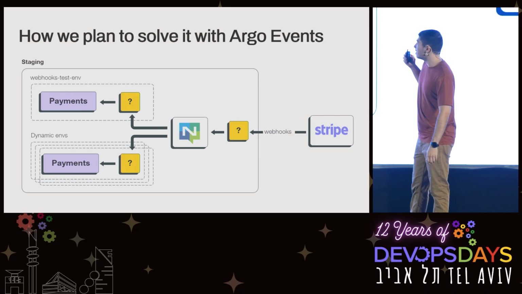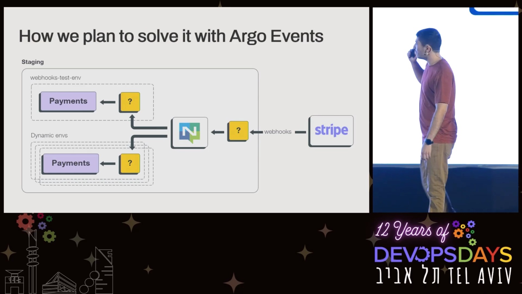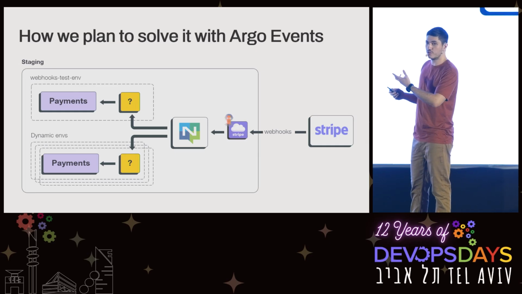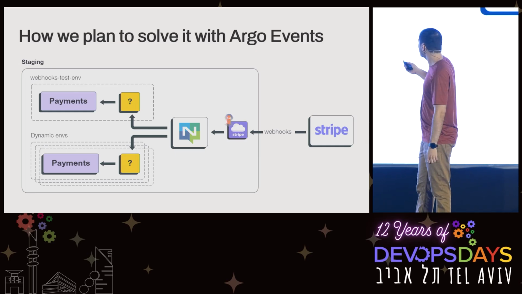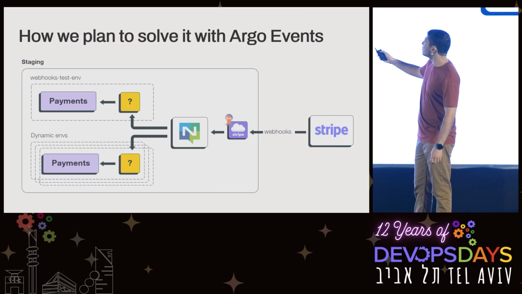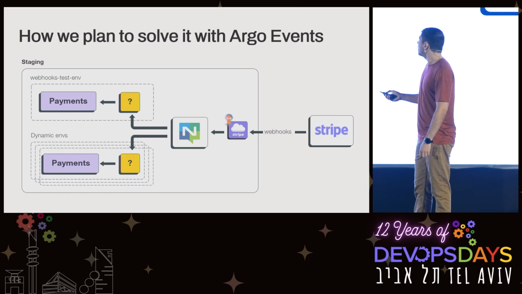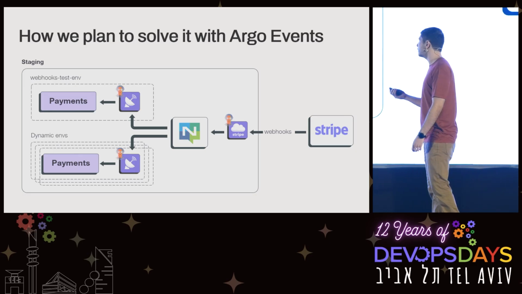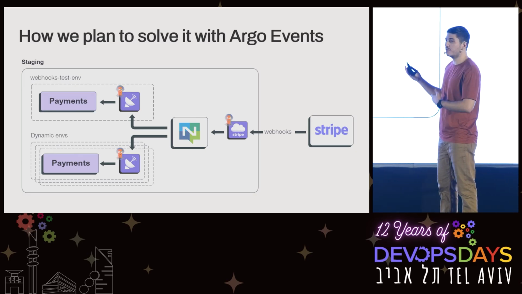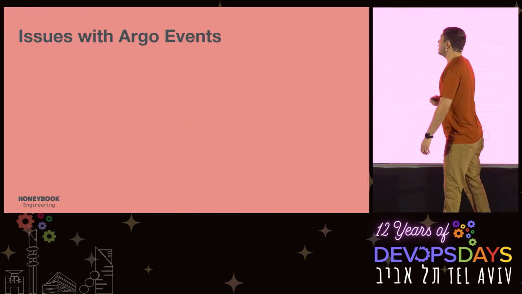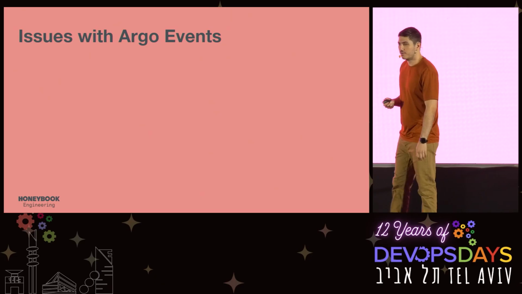If we look back in time to the first slides, we will replace our first question mark with the Stripe integration of Argo Events, listening to webhooks. Then we will use the event bus, which is the Jetstream one, and distribute all of them with a sensor that will trigger a pod that will send the request to all of our dynamic environments. But then we tackled a couple of issues with Argo Events.